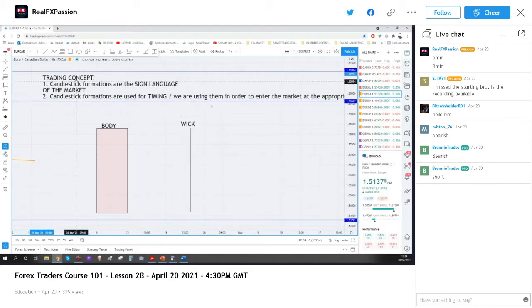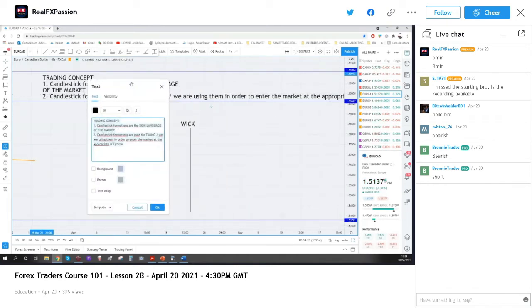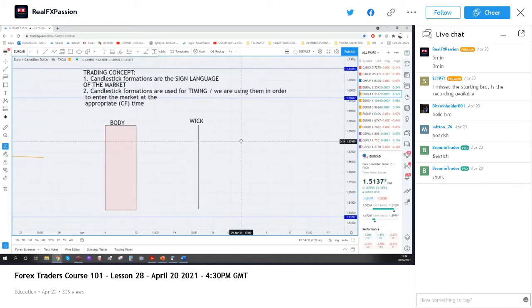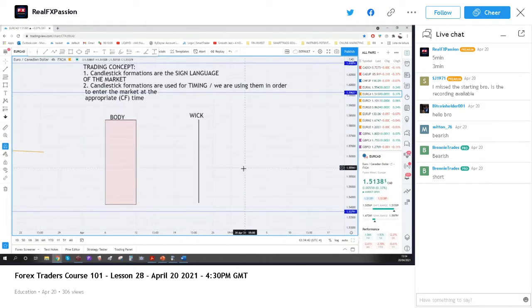Okay, so trading concept, and double click in here. Now we can see, right? Trading concept: candlestick formations are the sign language of the market. Candlestick formations are used for timing. We are using them in order to enter the market at the appropriate candlestick formation time.